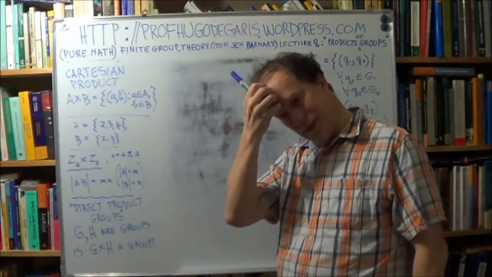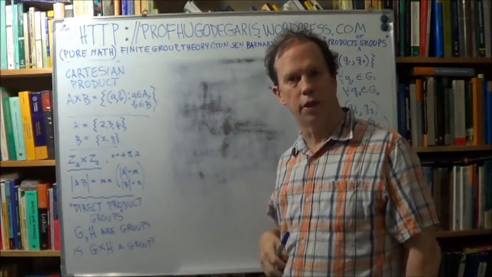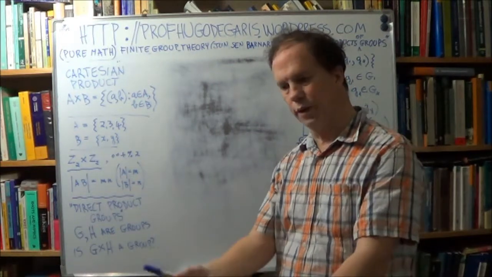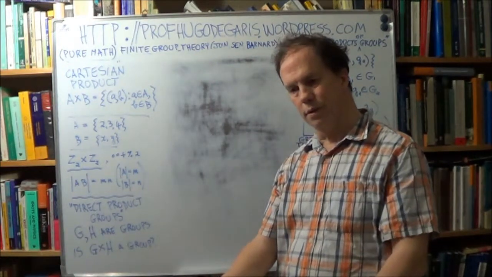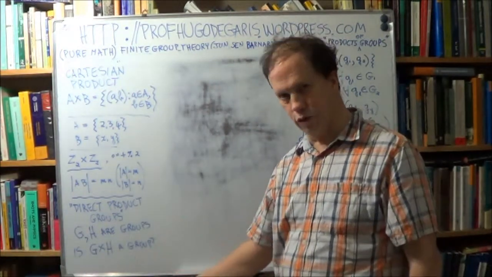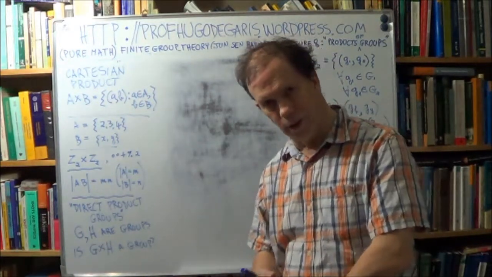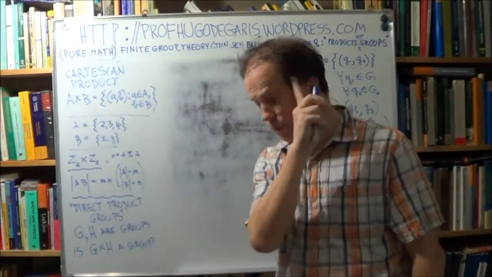Today's lecture is about the idea of creating a bigger group from two smaller groups. So group 1 and group 2, there's a way of defining a larger group that in a certain sense is the product of those two groups, G1 and G2.